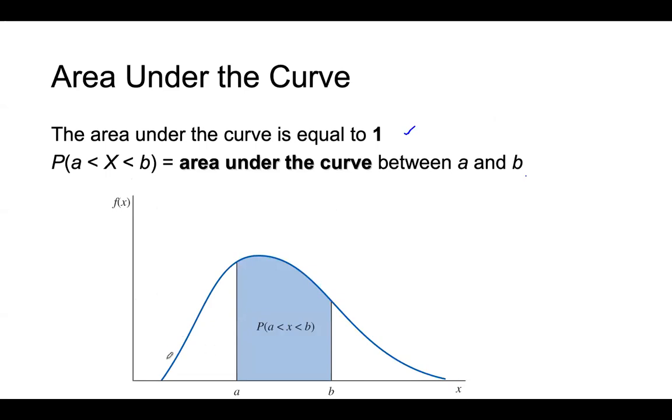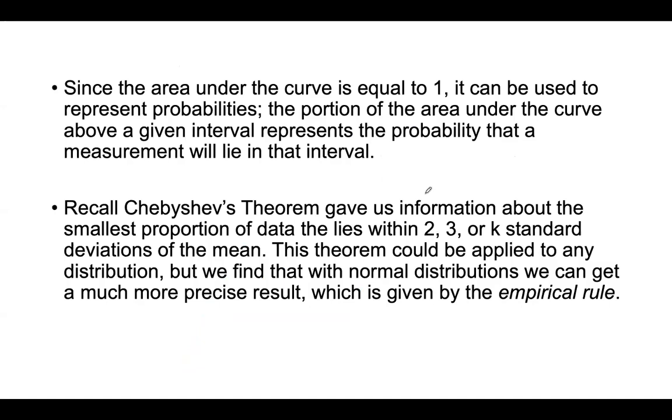And we have x. And we have our normal distribution here. So this is the probability under basically the curve. Since the area under the curve is equal to 1, it can be used to represent probabilities. The proportion of the area under the curve above a given interval represents the probability that a measurement will lie in that interval. We recall Chebyshev's theorem gave us information about the smallest proportion of data that lies within 2, 3, or k standard deviations of the mean.